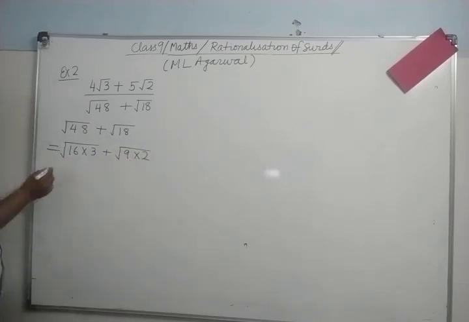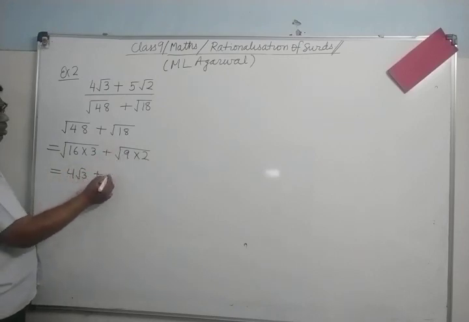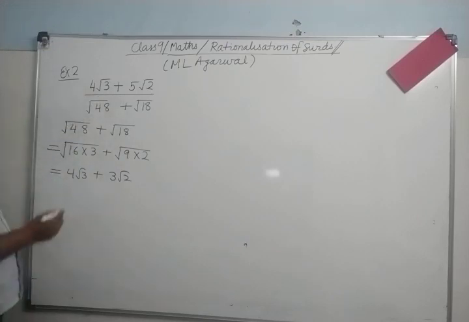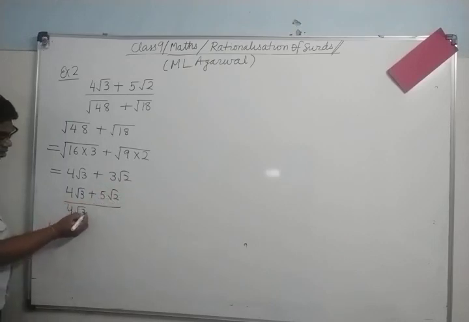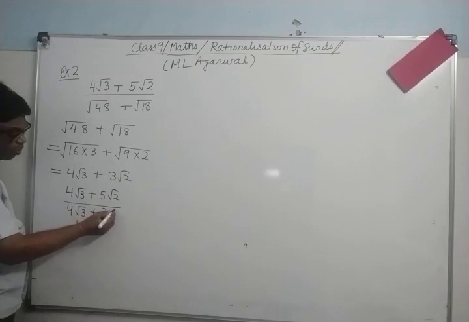What is the square root of 16? It is 4, so 4 root 3. Square root of 9 is 3, so 3 root 2. Is it clear? Means it has become equal to how much? 4 root 3 plus 5 root 2 divided by 4 root 3 plus 3 root 2.